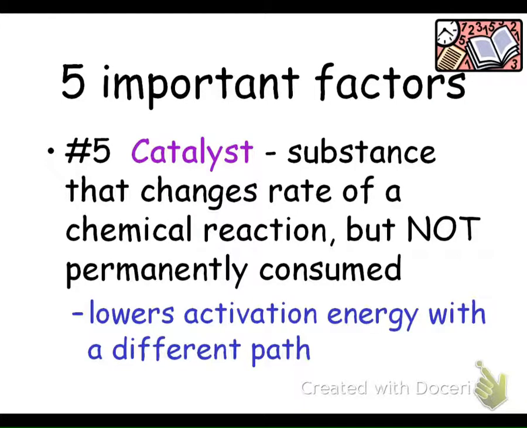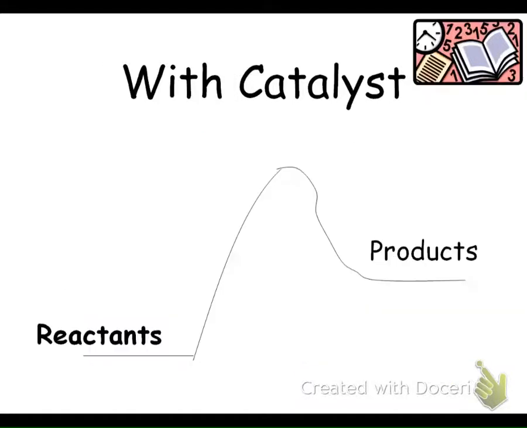Just remember, a catalyst is a substance that changes the rate of the chemical reaction, but it is not permanently consumed. It is not a product, and it is not a reactant. What a catalyst does for us is lower the activation energy with a different path. If you remember from the types of reactions lab at the beginning of the year, we used sulfuric acid, and we wrote that catalyst above the arrow. So again, we show catalysts by writing them above the arrow.